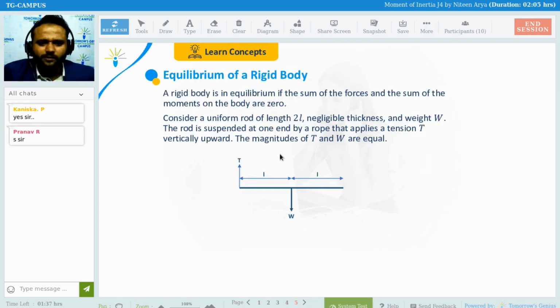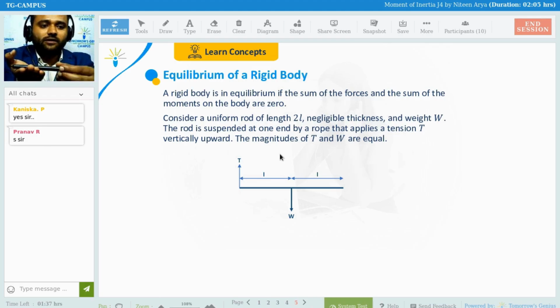Now this is something new: equilibrium of a rigid body. What does it mean? If a particular rigid body is placed and I find a point where it is in equilibrium, it means the net torque is going to be 0. So it is not going to move, and it is not going to rotate. For example, I put this pen as a rigid body. This pen is not moving, neither in this side nor this side. Why so? Because it is at equilibrium.